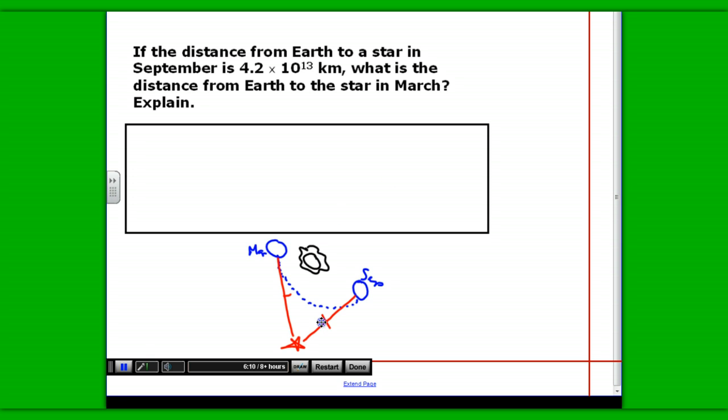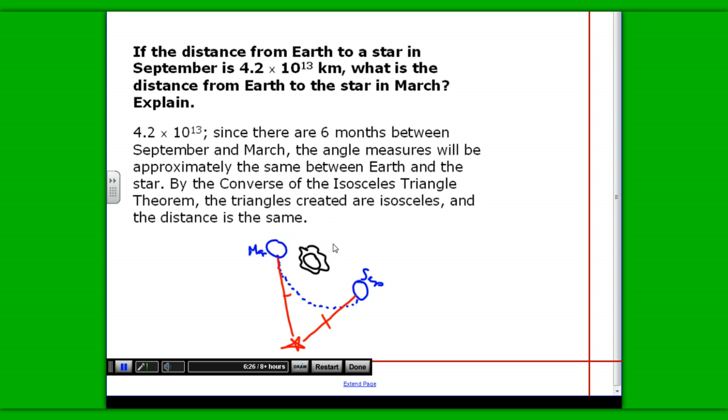And so we could now say that the Earth is the same distance from the star in March as it was in September, which is 4.2 times 10 to the 13th kilometers. And we can say that because they told us, or we know from prior knowledge, that this angle would be the same. The angle which tells us that this is isosceles by the converse of the isosceles triangle theorem. Okay? And that's how we're able to state that these legs are the same length.